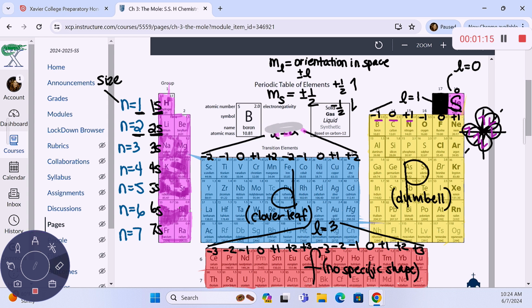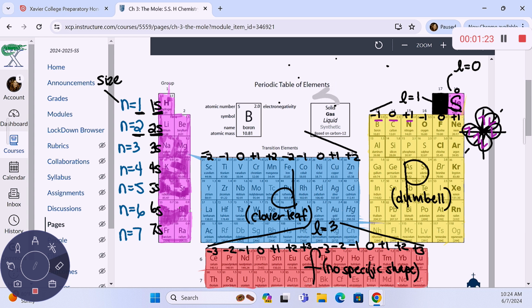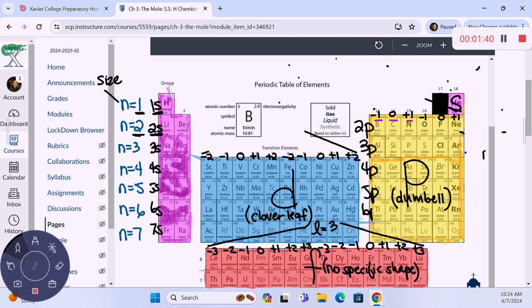Now, in terms of labeling the P's, since this is the n equals 2 energy level, this would be the beginning of 2p. This is 3p, 4p, 5p, 6p, 7p. Okay?